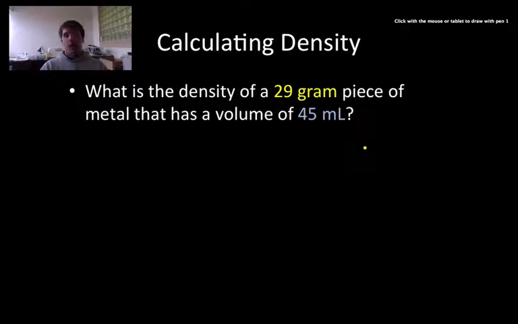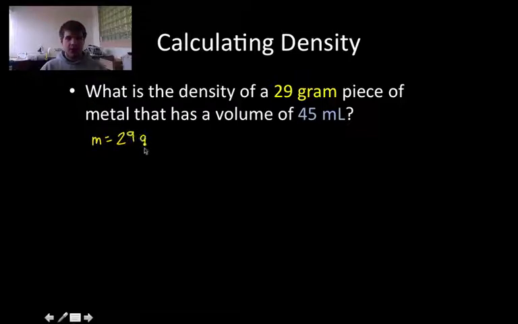So just do a quick practice problem here. What is the density of a 29-gram piece of metal that has a volume of 45 milliliters? So let's go back to our physics days here. We're going to write down the givens that we know up front. So I know that the mass of the object is going to be 29 grams. And I'm given that the volume of the object, capital V, is 45 milliliters. And I know that the equation, because I'm trying to find the density, the density equation is mass divided by volume.